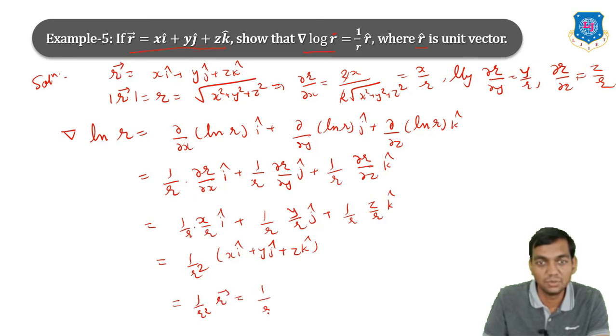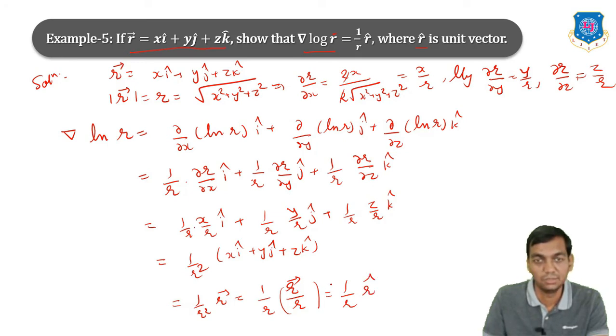But the answer is given in the form of a unit vector, so r bar upon r, that is r bar upon mod r bar, that is your unit vector r cap. And that proves the result.